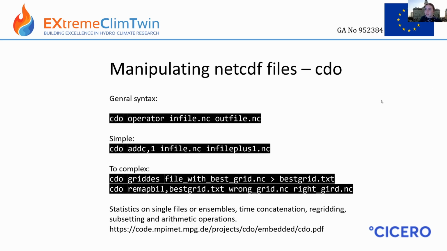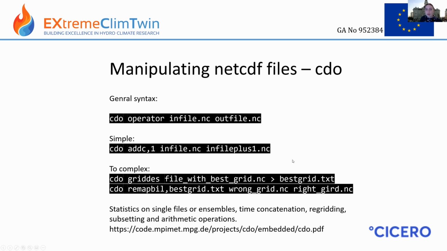So the general syntax of CDO is you say cdo, you say some operator. CDO has tons of different operators. Then you say the file that you start with, and then the file that you get out. So for instance, a really simple thing to do would be to add a constant to all the variables at all the grid points. This would be cdo addc, that's add a constant. Then you say the value of the constant. So here it's adding 1, the infile.nc, and then you get an infile plus 1.nc.